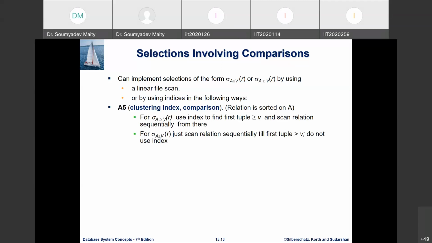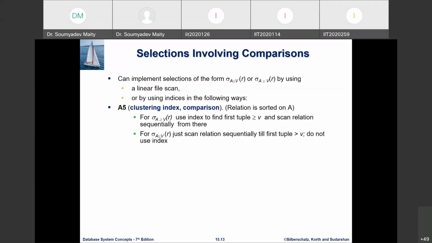What kind of index is available? The answer depends on that. So let us first think that a clustering index, a primary index, is available. So think about the situation first. Clustering index means the file is sorted according to the search key. The file is sorted.